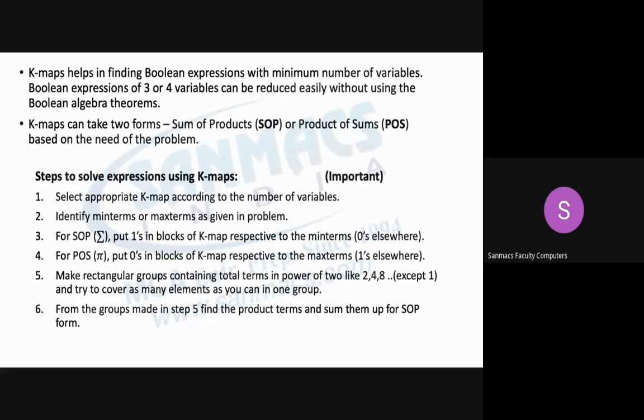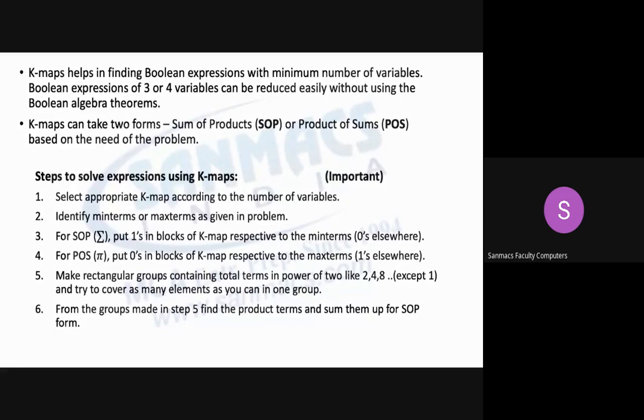So for example, if you have a question using the sigma notation, then it's asking you to use K-maps and find the sum of products. But if there's another question which provides you with values in pi notation, then it's asking you to find the product of sums. So there are 2 different approaches when you're trying to find the sum of products and the product of sums. They're pretty much similar. It's just that they differ after the 3rd step.